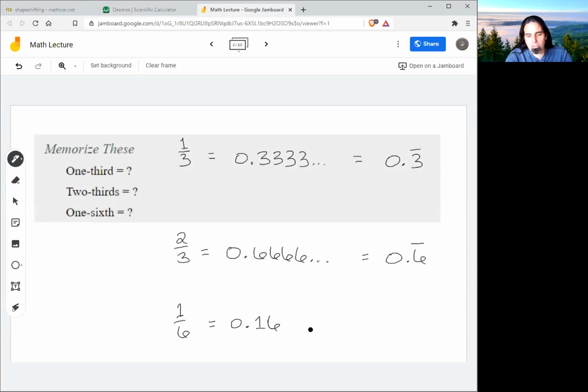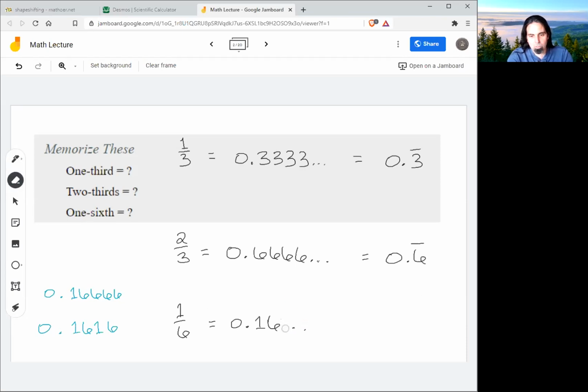So before I write this correctly, what if I wrote it incorrectly and just put some dots at the end here? Now I'm confused. Is this a 0.1 with 6's forever? Or is this thing wiggling back and forth, 1, 6, 1, 6, 1, 6, 1, 6? See where it's ambiguous with my dot, dot, dot?